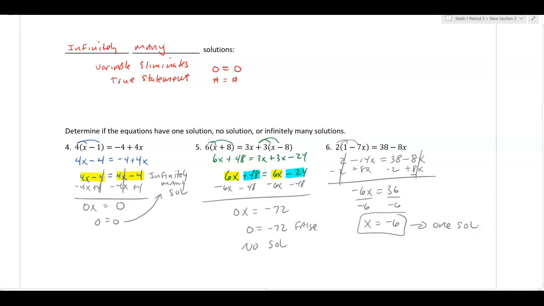So remember, looking at what we have: 0 equals 0, a true statement, means infinitely many solutions. 0 equals some different number is a false statement, meaning no solution. And if you're able to solve for x, if you don't get 0x, you can go ahead and solve for it. That means you have one solution. Go ahead, try the practice problems, and let us know if you have any questions.